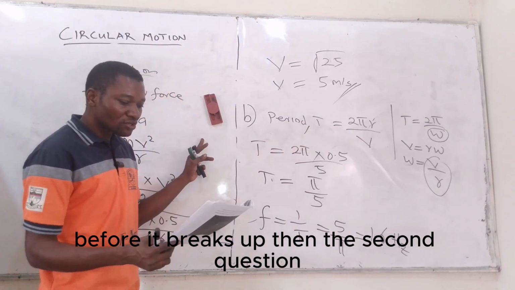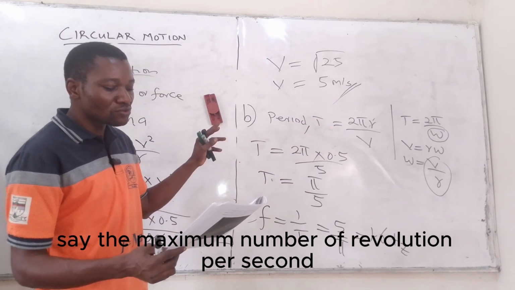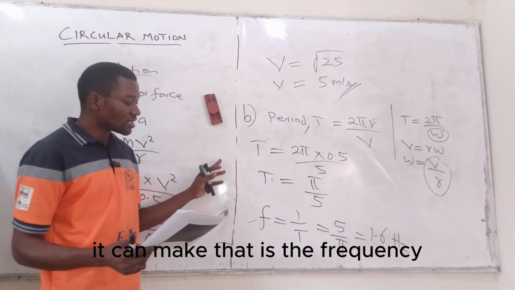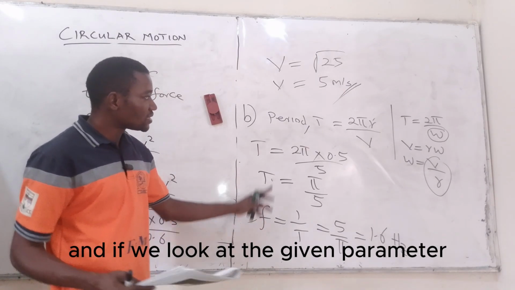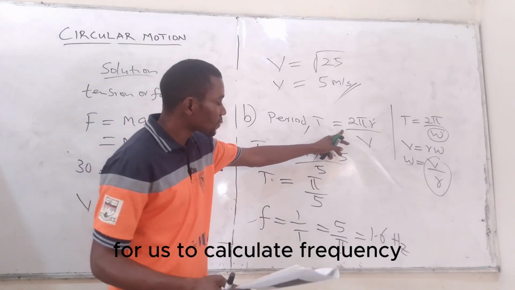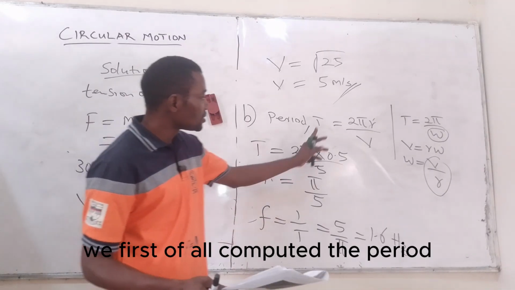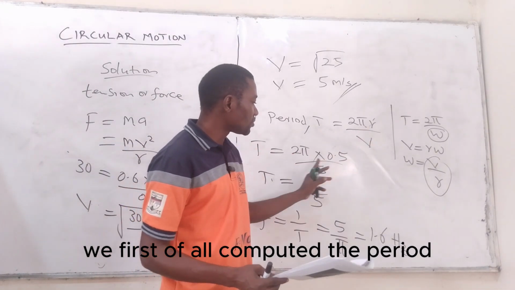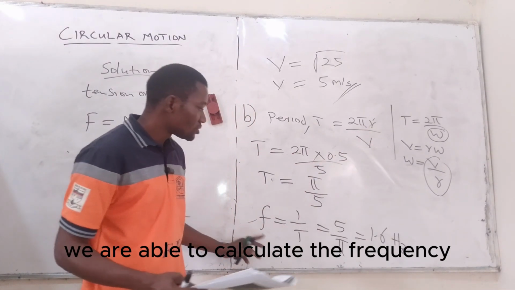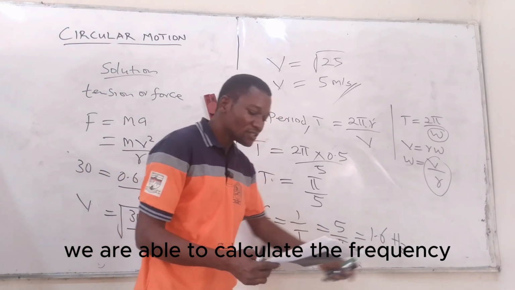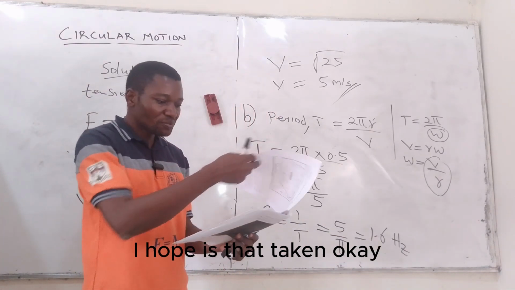Then the second question says the maximum number of revolutions per second it can make. That is the frequency. And if we look at the given parameters, for us to calculate frequency, we first of all compute the period. And from the period, we are able to calculate the frequency. I hope that is taken.